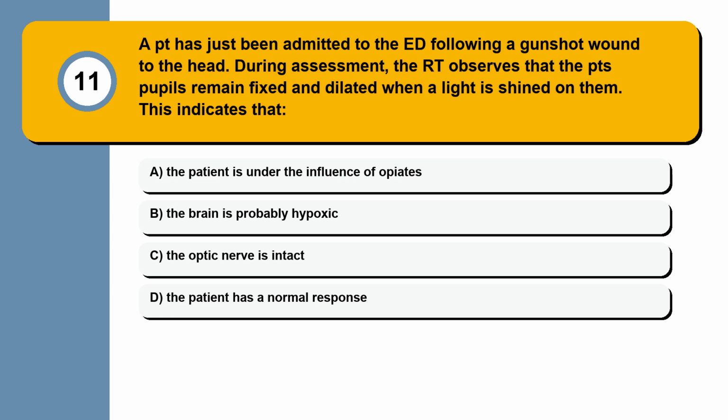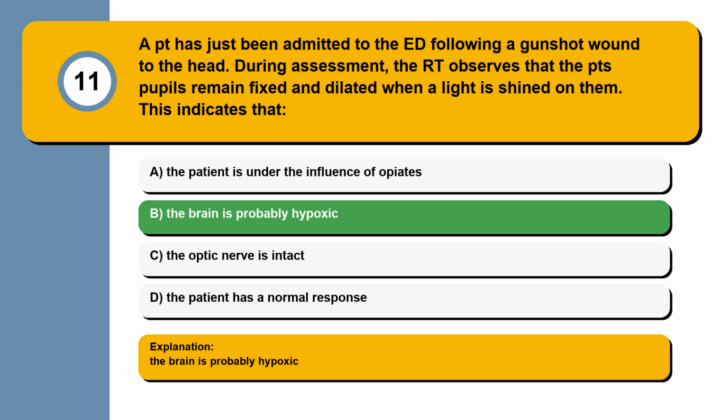Question 11. A patient has just been admitted to the ED following a gunshot wound to the head. During assessment, the RT observes that the patient's pupils remain fixed and dilated when a light is shined on them. This indicates that the patient is under the influence of opiates, the brain is probably hypoxic, the optic nerve is intact, the patient has a normal response. The answer is the brain is probably hypoxic.